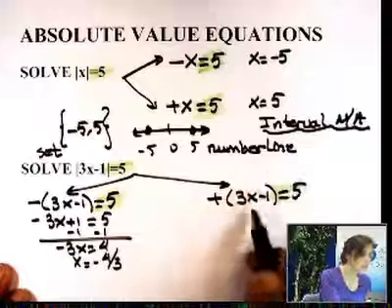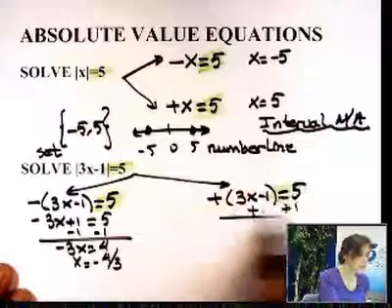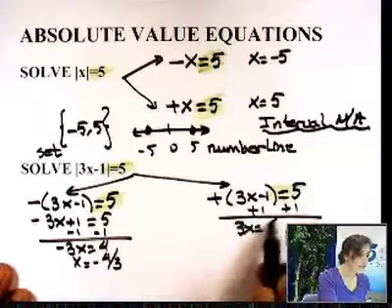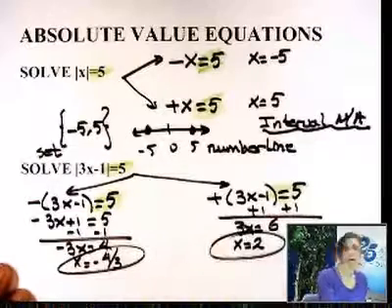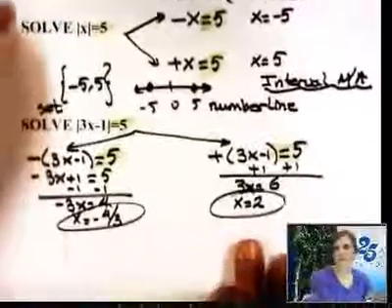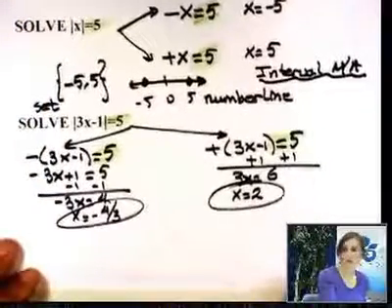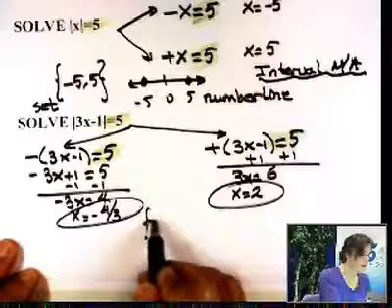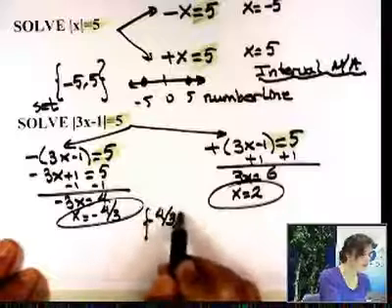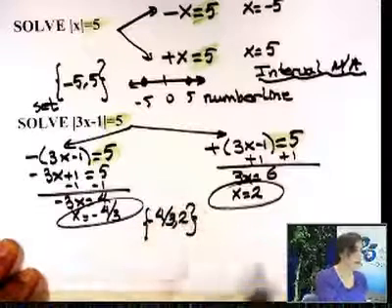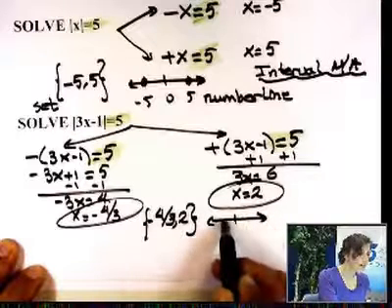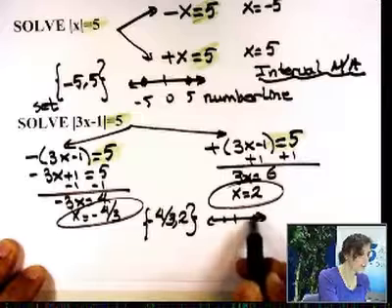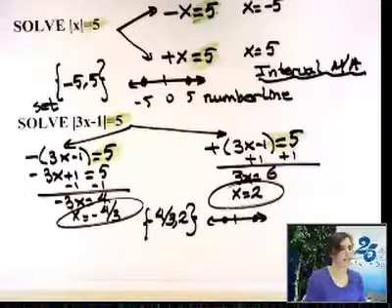How about this one? Subtract 1 from both sides: 3x plus 1 equals 5 becomes 3x equals 6. x equals 2. Let's write these in two notations. Set notation: -4/3, 2. And the number line notation: -4/3 around here, 2 here. All right, very good.